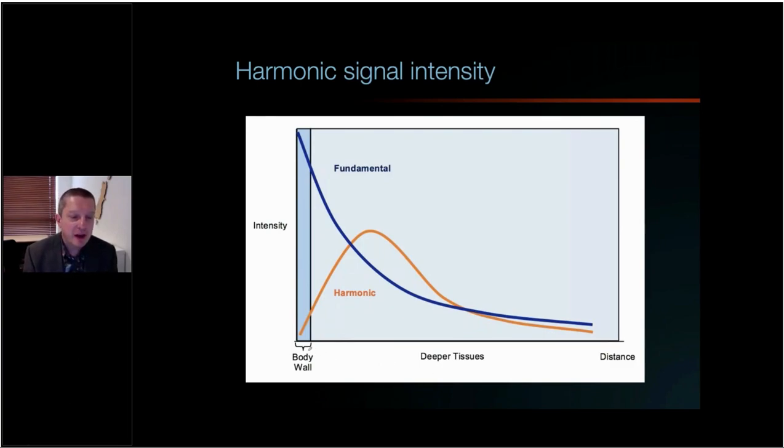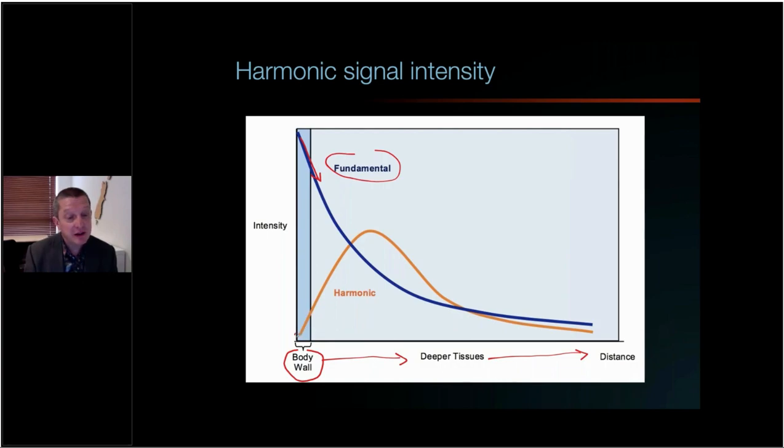So in this diagram, the x-axis is the depth, starting with the body wall and then going through deeper tissues and going quite a distance into the patient. You can see that the fundamental frequency in blue drops off quite dramatically, and this is due to attenuation. You'll be now familiar with the attenuation coefficient, which varies from maybe 0.1 up to 1. It's decibels per centimeter per megahertz.